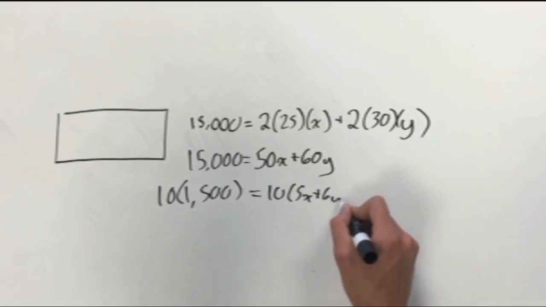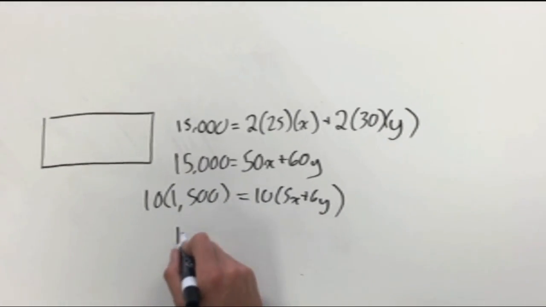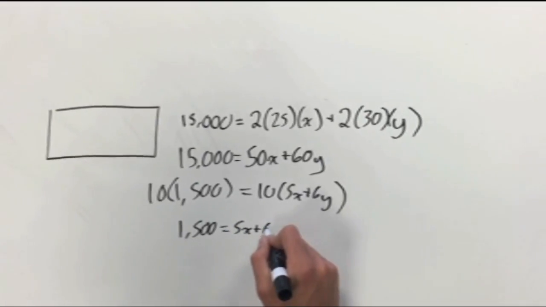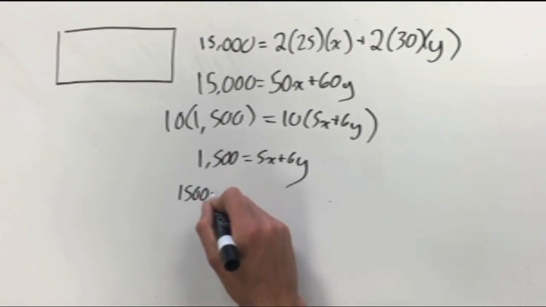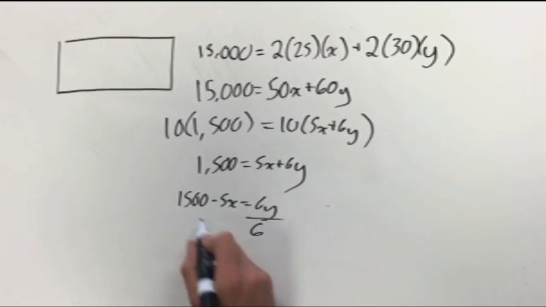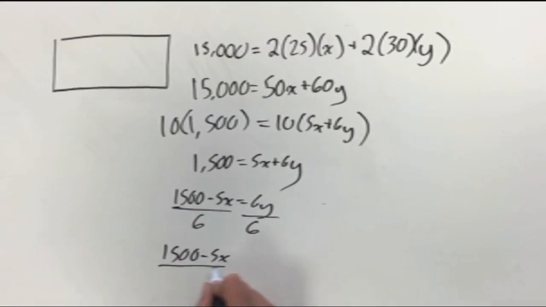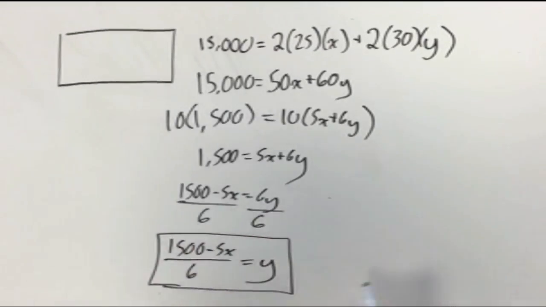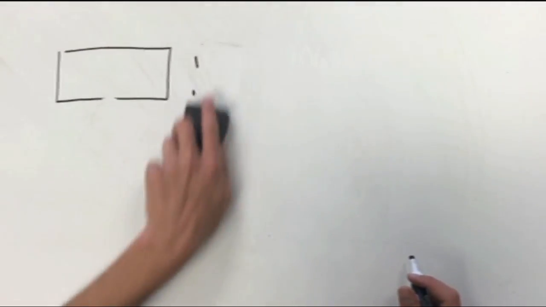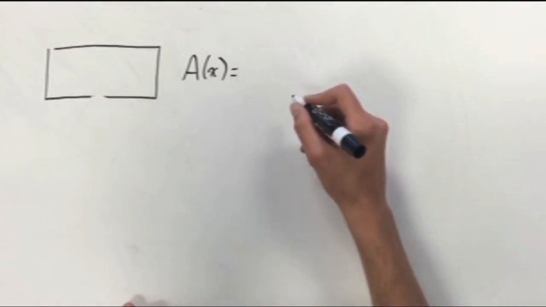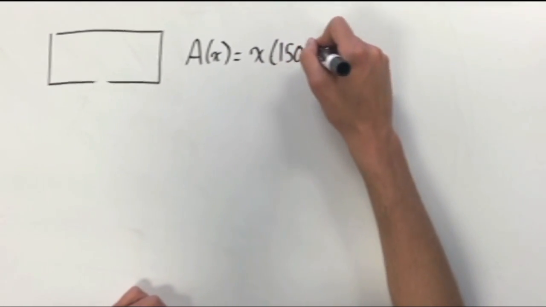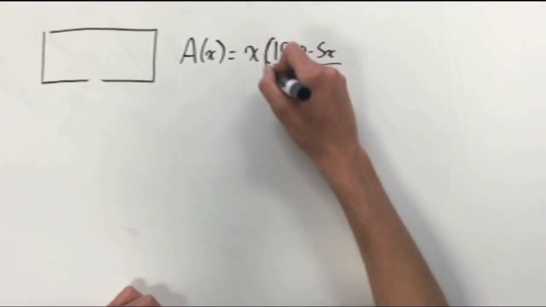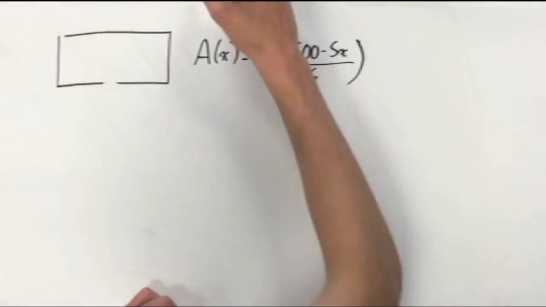now, since we know that area A equals x times y, let's try to solve for y and then multiply that by x. So after we simplify this, we're left with (1500 minus 5x) divided by 6 equals y. Alright, let's get this into the equation now. Let's make some magic happen. Alright, so now we know x times (1500 minus 5x) divided by 6 is going to equal our area.